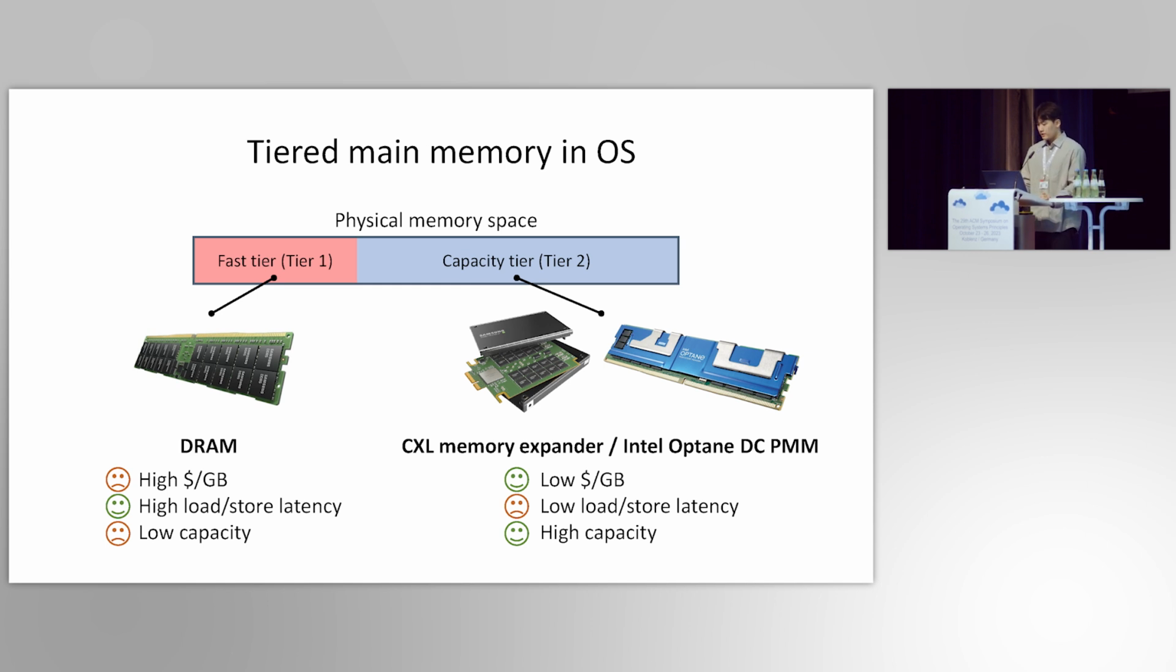So tiering both types of memory devices is one of the promising solutions to strike a balance between the strengths of both, thereby creating cost-effective and flexible memory systems. In tiered memory systems, DRAM is usually used as the fast tier, and CXL memory expander and Intel Optane PMM usually serve as the capacity tier. Both memory devices are mapped onto the same physical address space and can be accessed at cache line granularity.